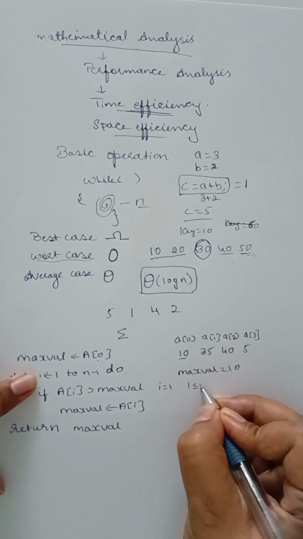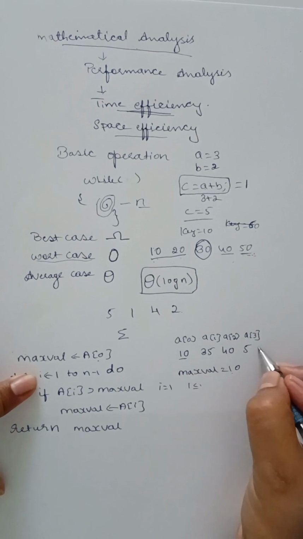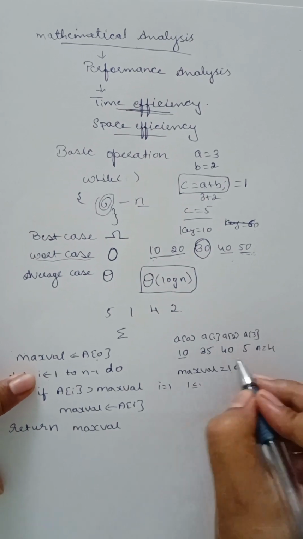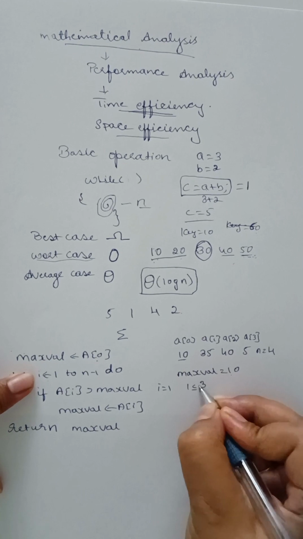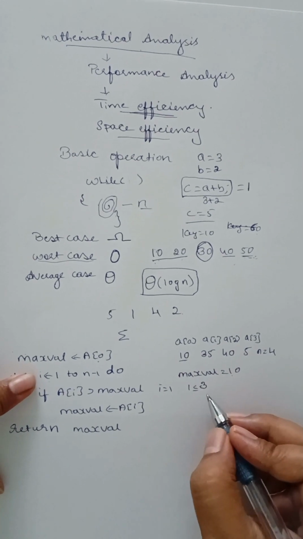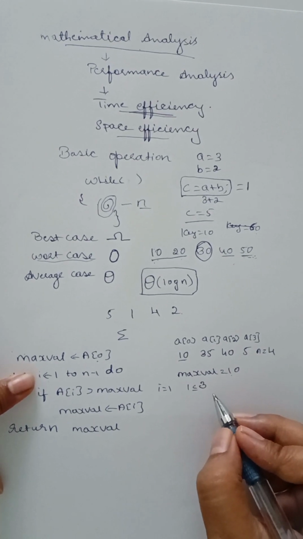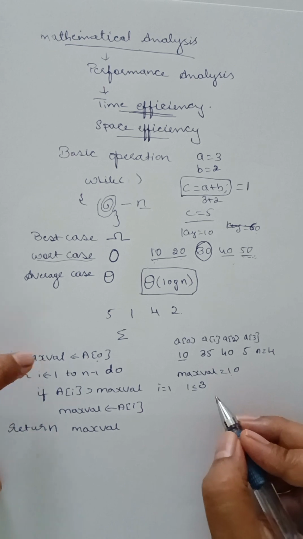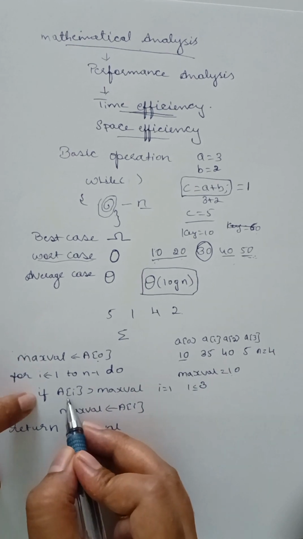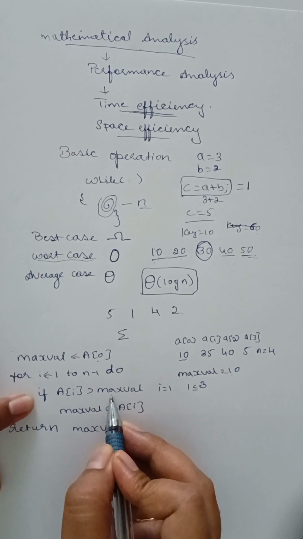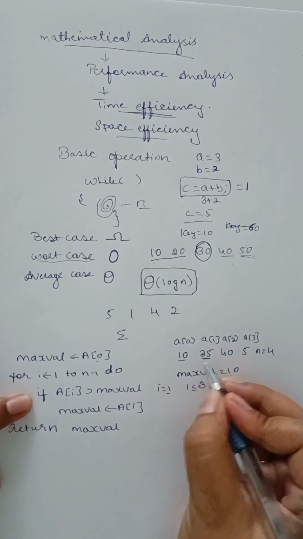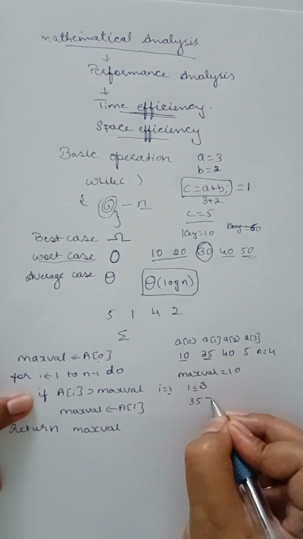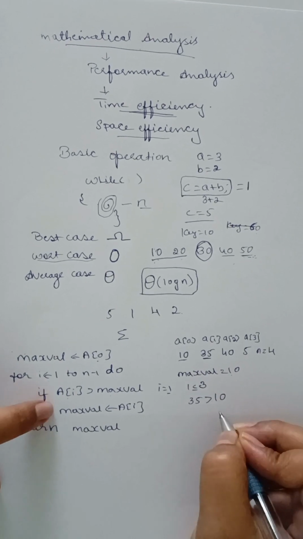1 less than or equal to n minus 1. What is n? n is equal to 4 here because I have taken 4 elements. n minus 1 means 4 minus 1, it is 3. 1 less than or equal to 3, the condition is true. And then if the condition is true, I'll come here: if a of i is greater than max value, that is a of 1 is greater than max value, is 25 greater than 10? Yes, the condition is true.